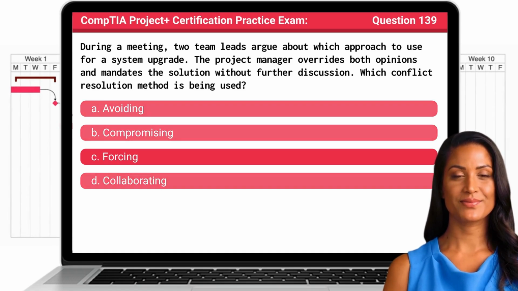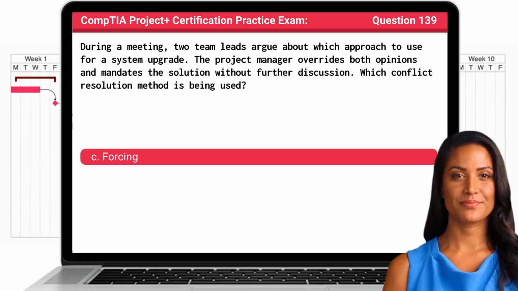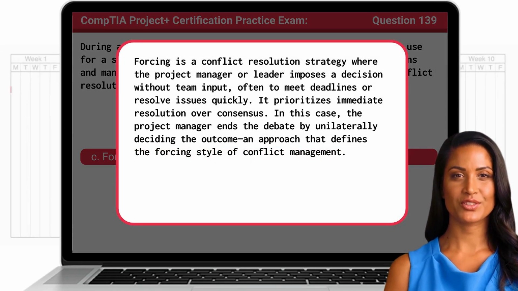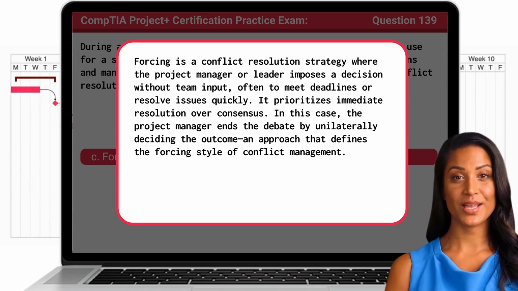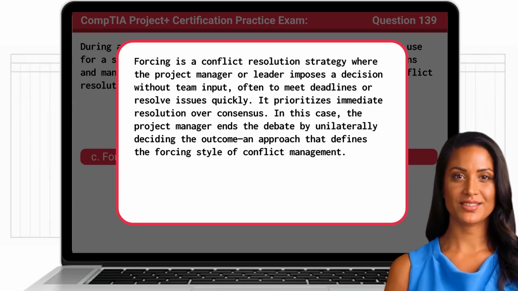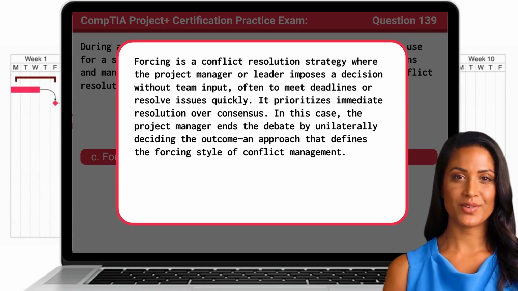The answer is C. Forcing. Forcing is a conflict resolution strategy where the project manager or leader imposes a decision without team input, often to meet deadlines or resolve issues quickly. It prioritizes immediate resolution over consensus. In this case, the project manager ends the debate by unilaterally deciding the outcome, an approach that defines the forcing style of conflict management.